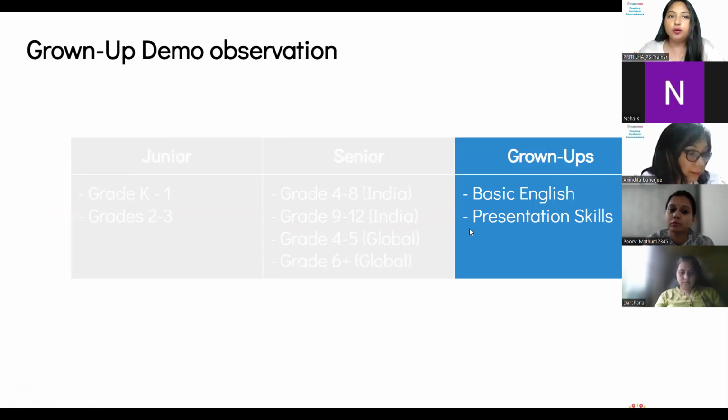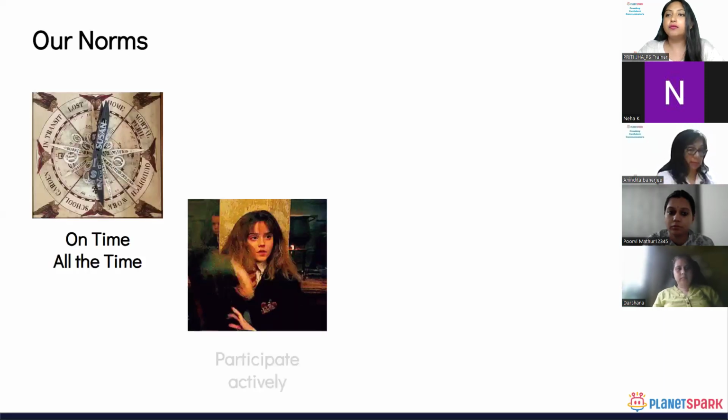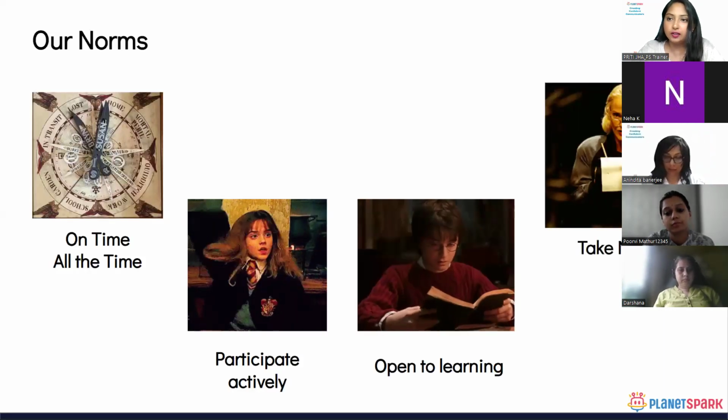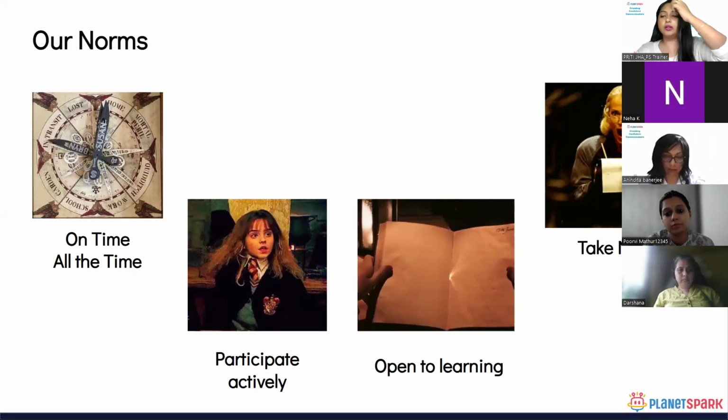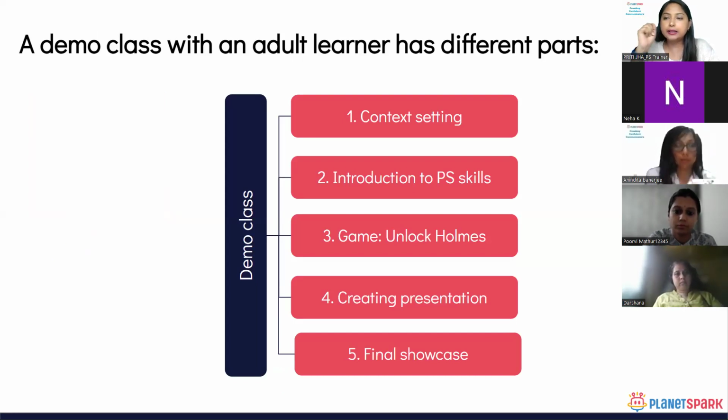Okay. Today we are going to watch an adult learner demo observation. Our objectives will be the same as the senior demo observation. We are going to identify and analyze the teacher's actions which help her build a relationship with the adult learner, right? Now, an adult learner demo has been divided into 5 different parts. The first would be context setting, which will be a little different from the senior and junior demo. Second is introduction to PS skills. Number 3 would be a game, unlock homes. Number 4 would be creating a presentation. And 5th will be a final showcase.